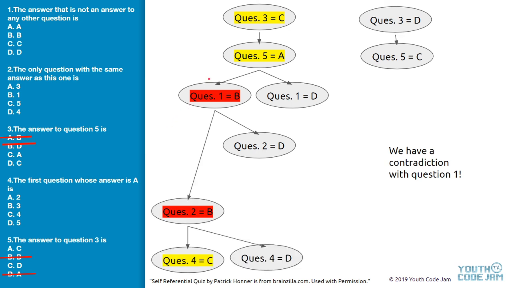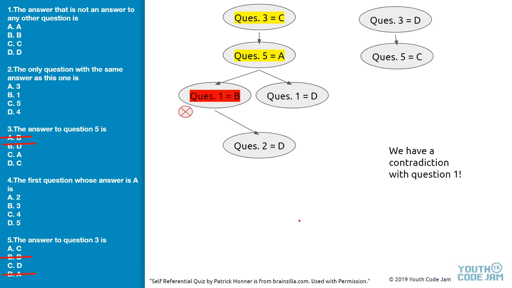So that tells us that this part of the tree has a wrong answer in it somewhere. So we're just going to cut off that branch and that's gone. And so now we're going to work on a different part of the tree. Now we're going to try to work out the problem if the answer to question 2 is D. We're going to follow this path right here, this chain right here.